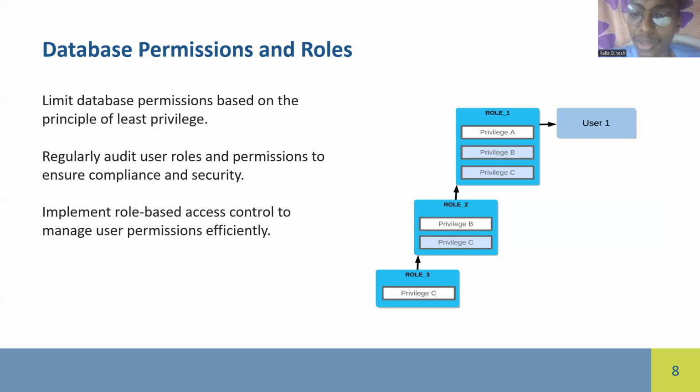Database permissions and roles. Here we can see role 3. Here role 3 is derived from role 2, role 2 is derived from role 1, and role 1 is the actual user here. Limit database permissions based on the principle of least privilege. Regularly audit user roles and permissions and ensure compliance and security. Implement role-based access control to manage permissions efficiently.